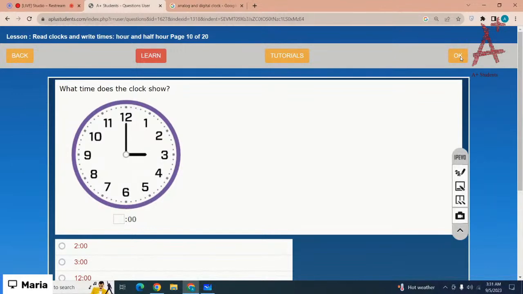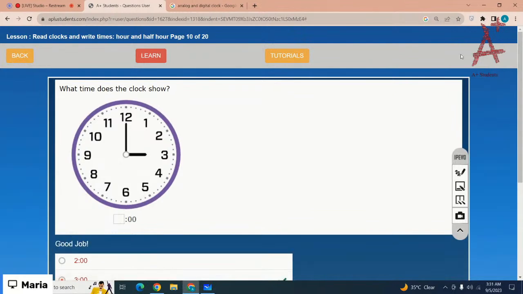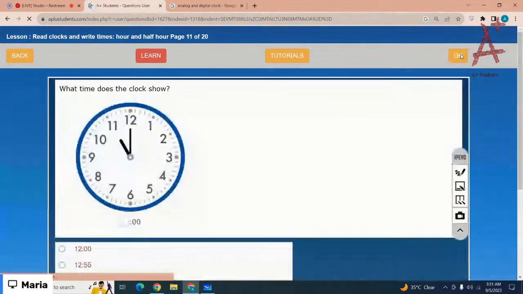What time does the clock show? So, which is the correct option? The correct option is 3 o'clock, right? So option number 2 is the correct option. Okay, you can complete the lesson by yourself later today. Let's just move on to the next lesson.